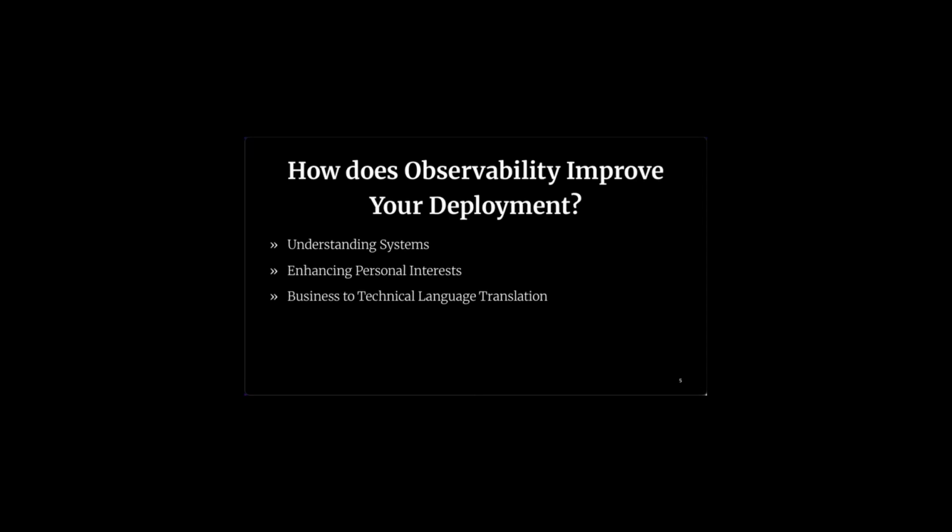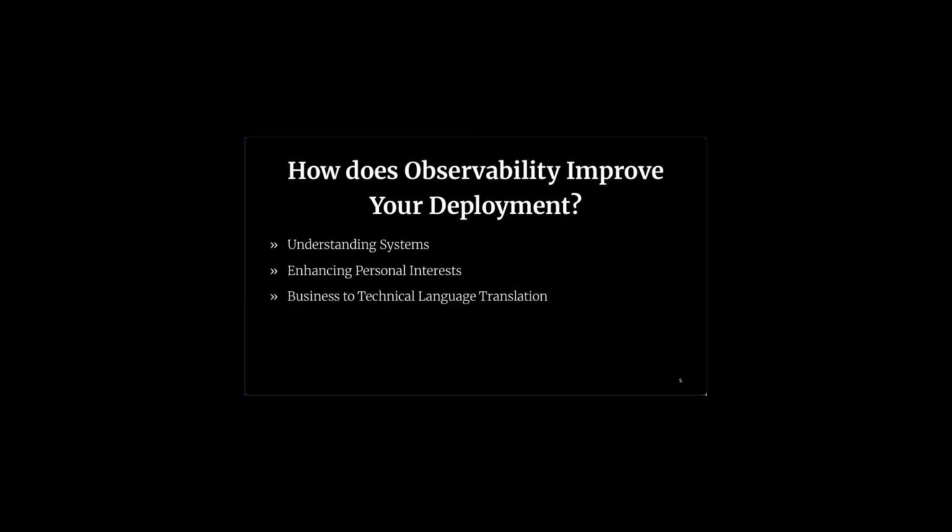So how does observability improve your deployment? Understanding systems. Understand what your systems are doing. Production is going down? No problem. We can test that. Enhancing personal interests. This is visibility into what you care about. And let's be honest, as X person, I'll only care about X thing within the system. And so now, since there's observability, we get to see all of the things and we get to ask questions about those things that are relatable to us.